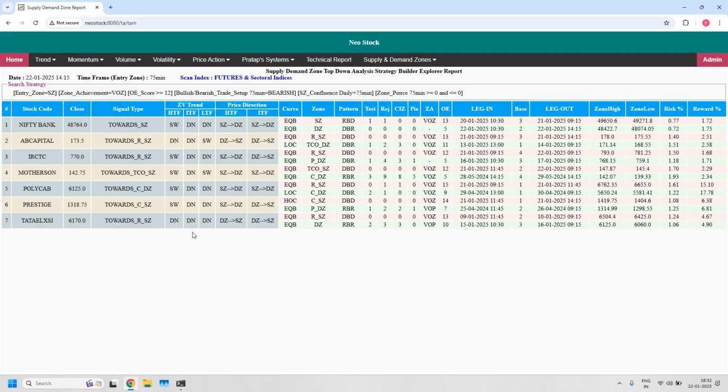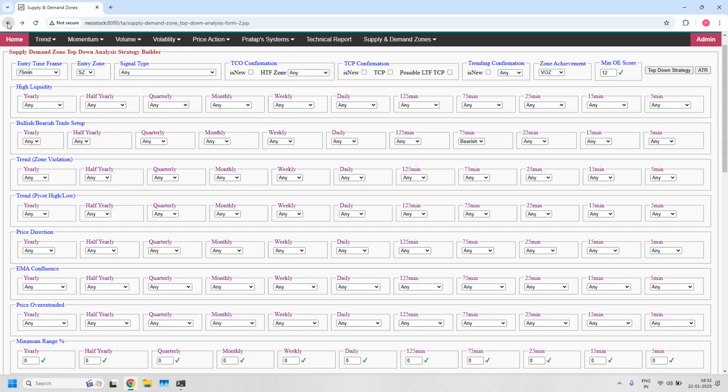That's why if a daily supply zone has daily EMA confluence, those stocks are even more high probability trade setup supported stocks. Let us verify. Already we selected zone confluence. So in the EMA confluence, daily time frame. Why daily? Because the 75 minute supply zone is part of the daily supply zone. That's why in the daily supply zone we are looking for a daily supply zone having daily EMA confluence.